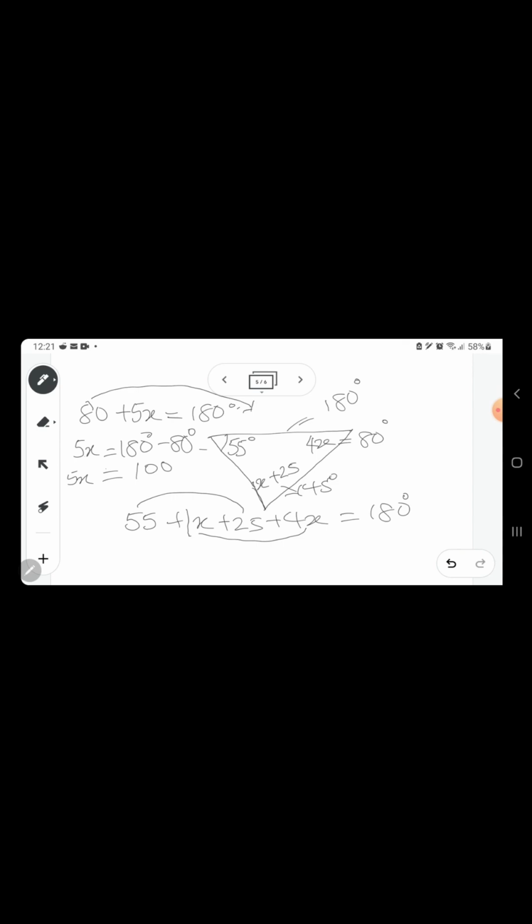That's how to work out angles in a triangle where you have an algebraic form of equation, or where you have x or y or whichever letter is presented to you as part of the triangle.